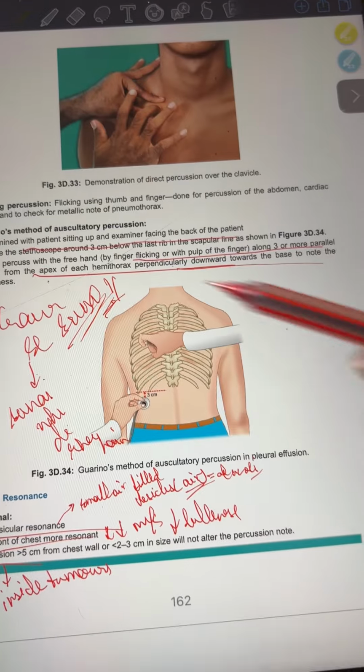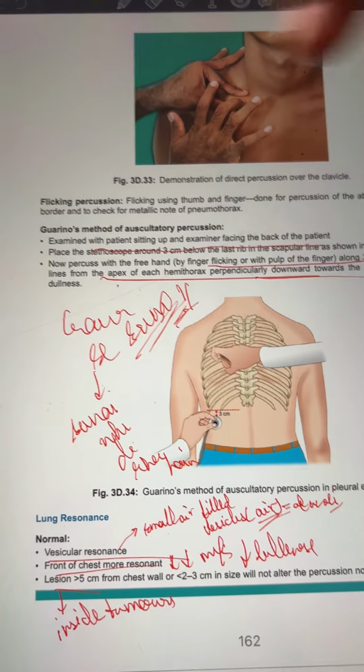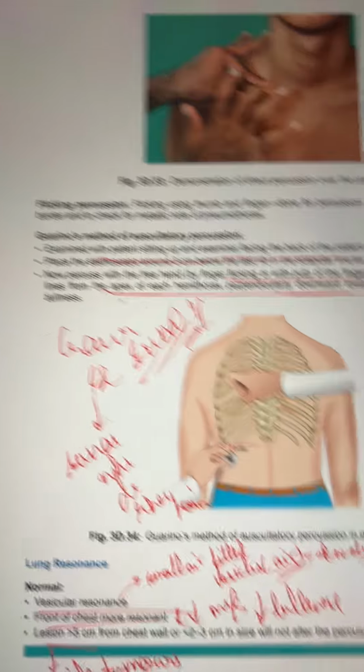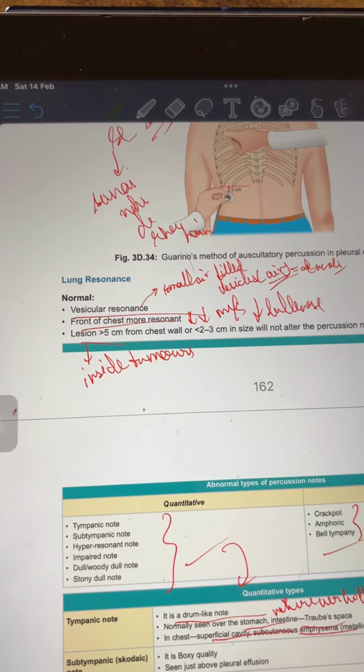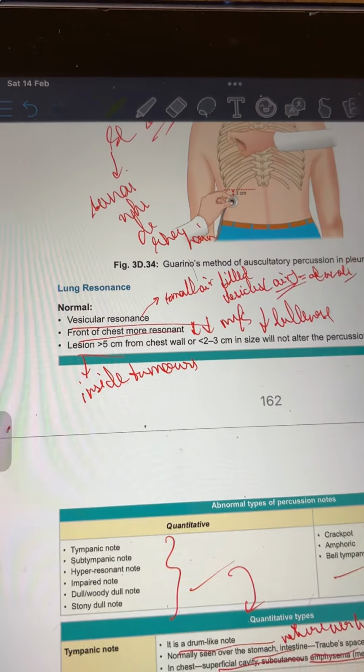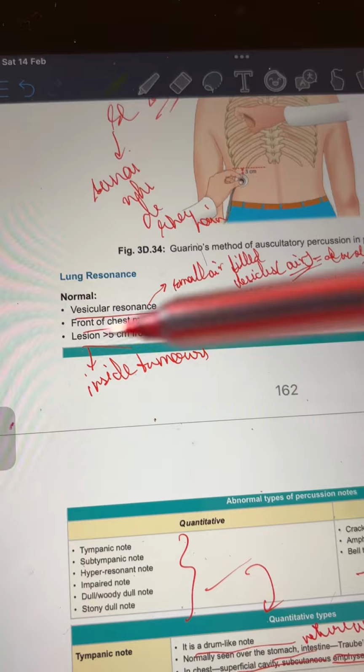Position of the stethoscope is 3 centimeters below. This should mainly be done on the back of the patient. Don't do it on the front, okay, they'll kick you. So coming to lung resonance, just like how I told you about the clavicle, the dullness would be more if more muscles are there. Front chest muscles are less, so that's why it's more resonant.